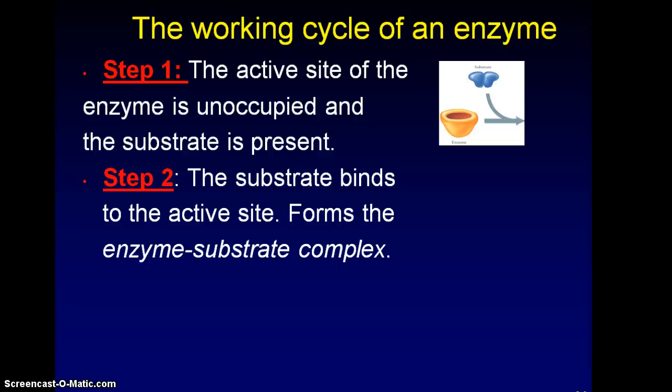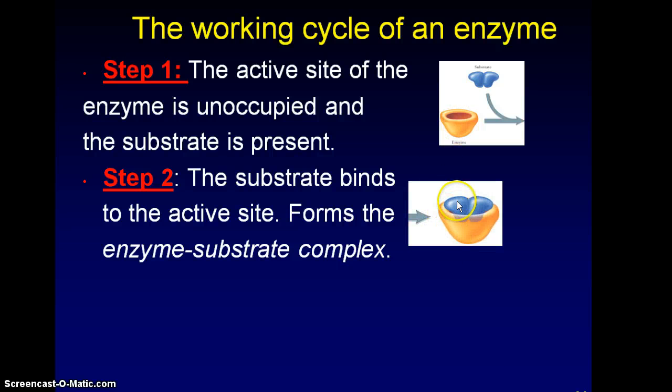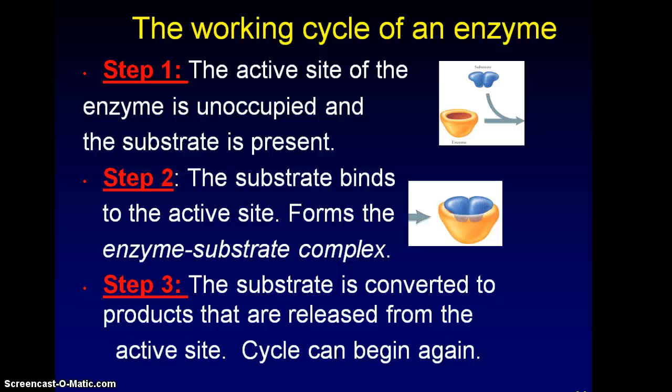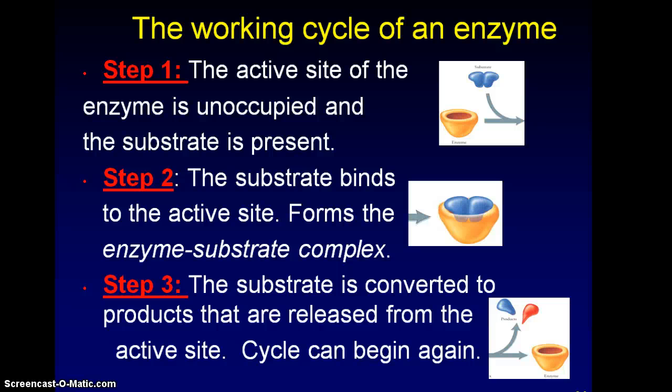So that's step number 2. The substrate binds to the active site of the enzyme, and this forms what's called the enzyme substrate complex. So the substance that the enzyme is going to start to work on is known as the substrate, and when the two bind together, it's called the enzyme substrate complex. Step 3 is basically the substrate is then converted to products, and it gets released from the active site, so it gets removed from the enzyme, and now the cycle can begin once again with step 1. So one thing to note here is that the enzyme never gets used up during the chemical reaction. It remains unchanged, and it can just keep catalyzing chemical reaction after chemical reaction.